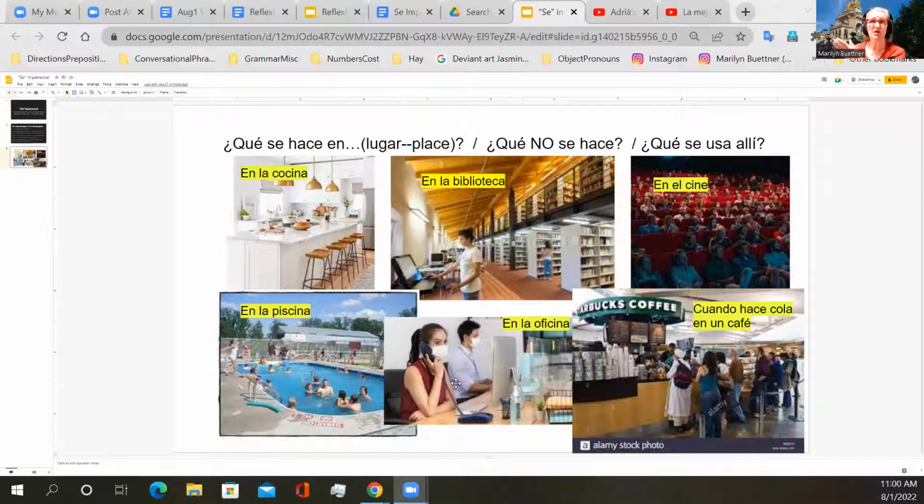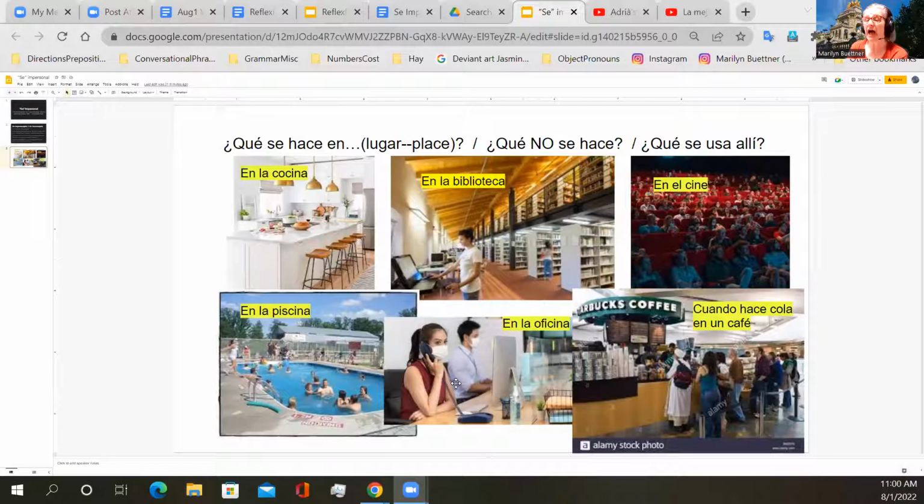Se habla por teléfono, and a good little chunk for you to know is por teléfono. I know it sounds like on the phone, but it's por teléfono. Se habla por teléfono. Sí. Se habla por teléfono. One talks on the phone. Okay.